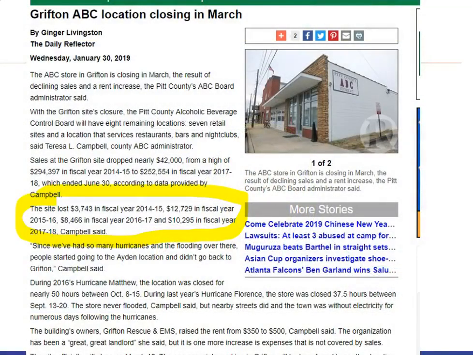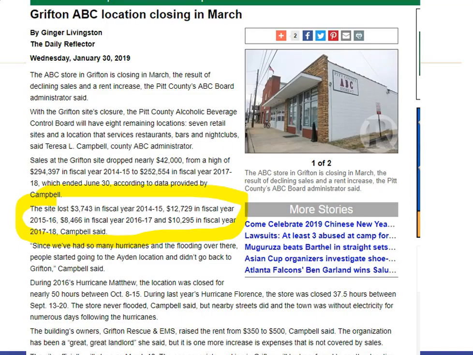So I was looking at the local newspaper and there was a story that the local ABC store is set to close. And the article mentions that this ABC location lost $3,000 in 2014, $12,000 the next year, $8,000 the following year, $10,000 the next year. So losses every year. This illustrates why firms close. Firms close in the long run simply when they're losing money. And this ABC store in Grifton is no exception to that rule.